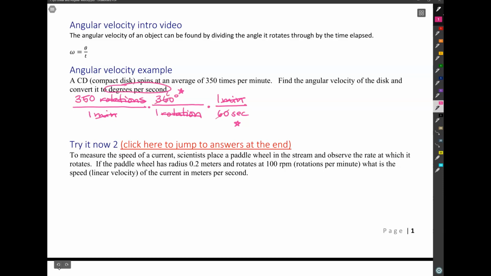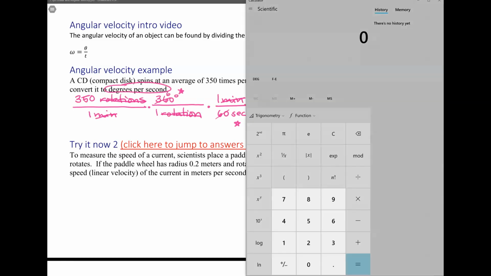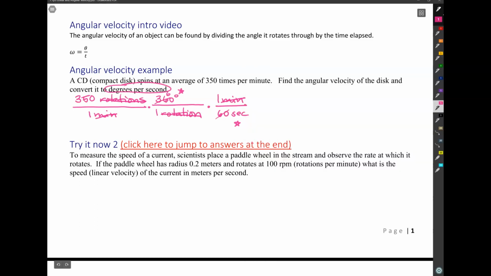I know that 60 goes into 360 6 times. So I need 350 times 6. I guess I probably didn't need a calculator for that.